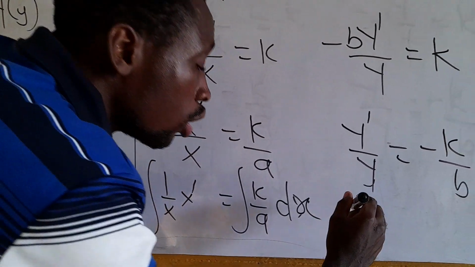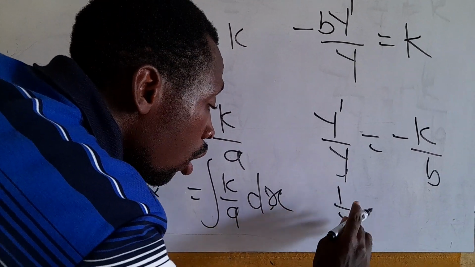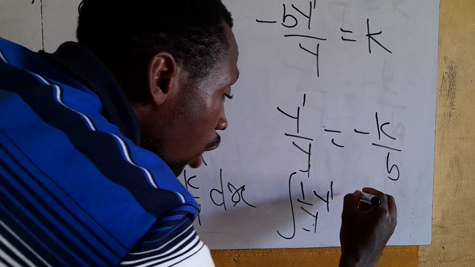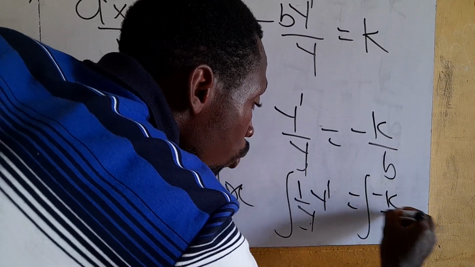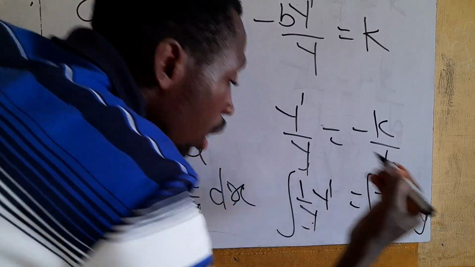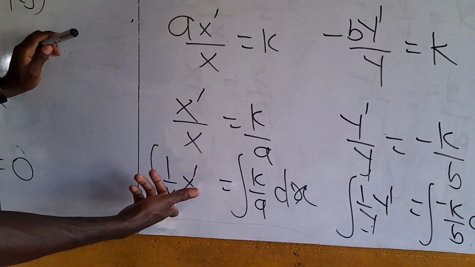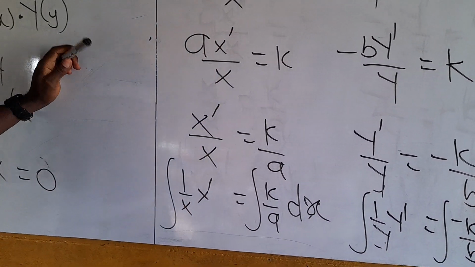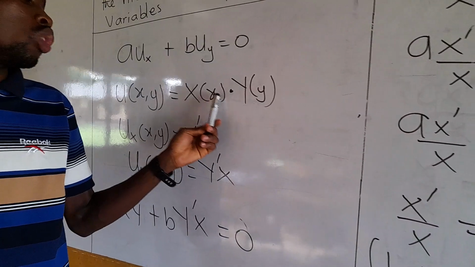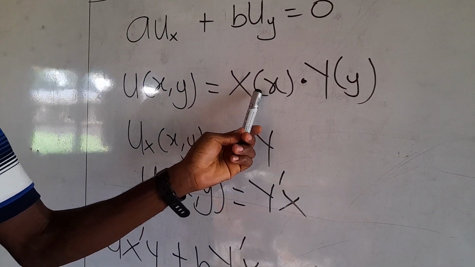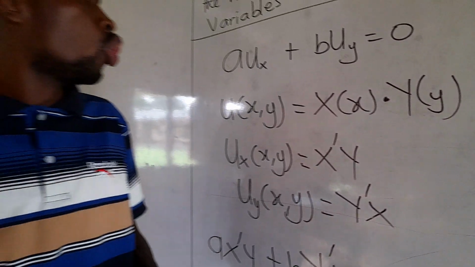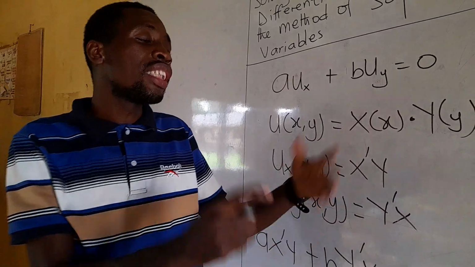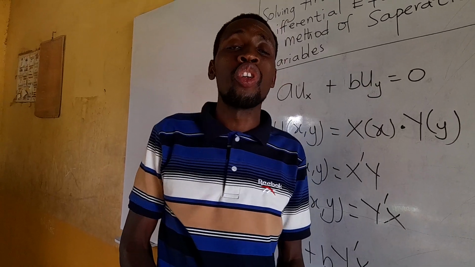The same thing to this one too. The integral of 1 over Y times Y prime equal to the integral of negative k over b dy. Then you find X after integrating, and find Y after integrating. Then you substitute them back into u equals X times Y to get the general solution to our first order partial differential equation. So this is the idea behind the separation of variables.